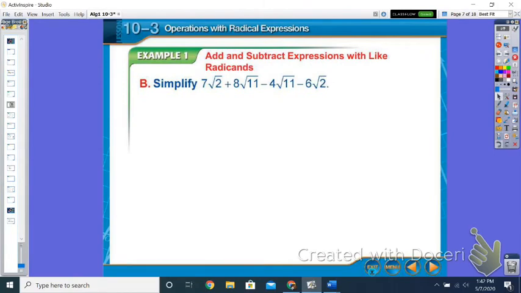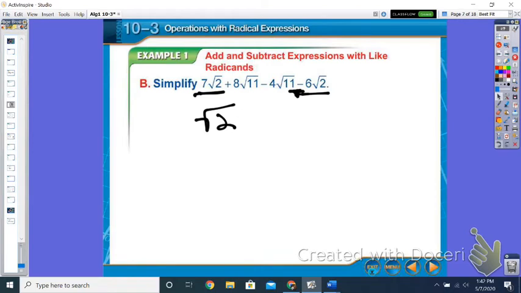Okay. So I could take the 7 root 2 and the 6 root 2, and careful, watch that minus that's with it. So it's 7 root 2 minus 6 root 2. That's 1 root 2. So I can write 1 root 2, or I can just write square root of 2. Same thing. I like to actually just write the square root of 2.